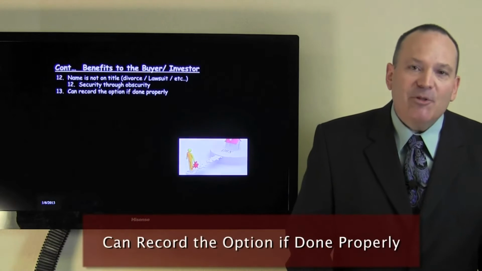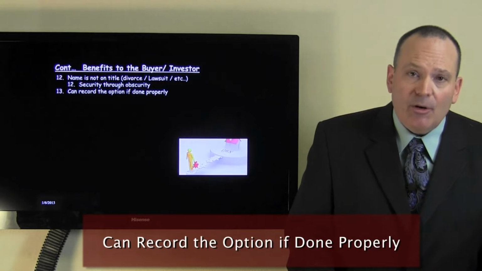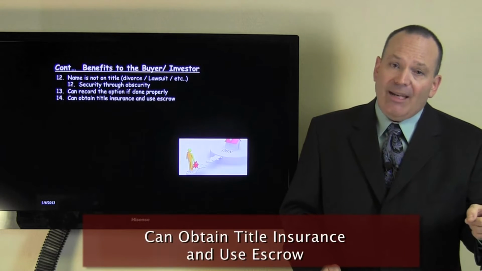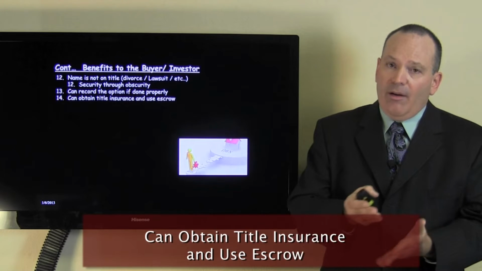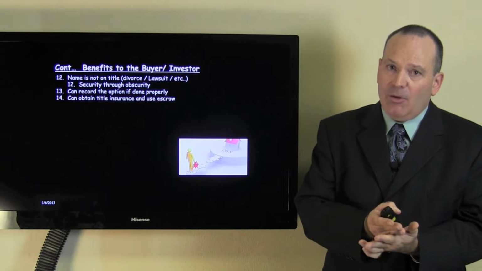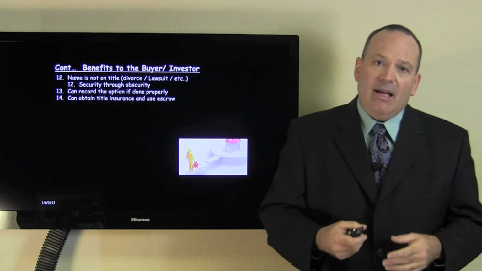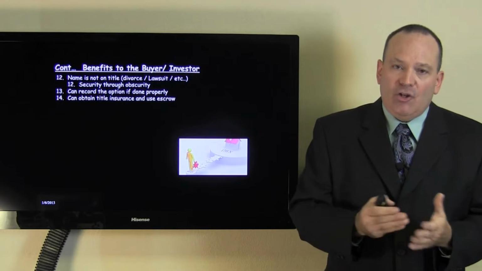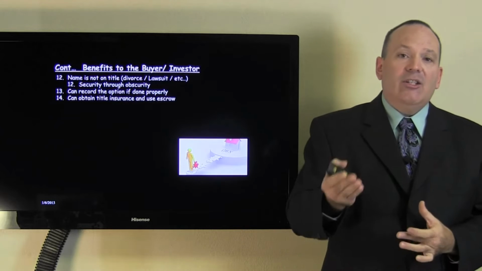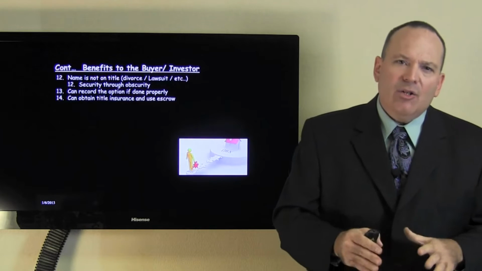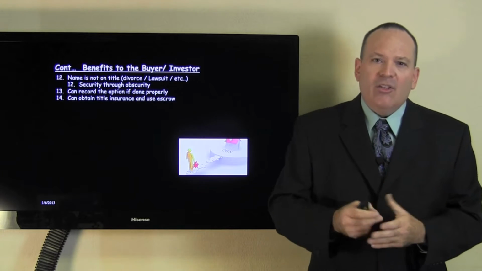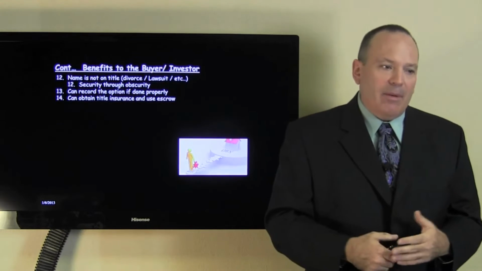Can record the option if it's done properly. Obviously, if you're a real estate agent, you want to make sure it's always being recorded. If you're using escrow and title, it's going to be recorded, although I've heard of a couple of mistakes that title and escrow were making recently because it was so new to them. But title companies are insuring all these concepts. In fact, I just heard Chicago Title, I believe, just recently revamped their entire all-inclusive trust deed division, so they're understanding that this is going to be ramping up in a very big way.